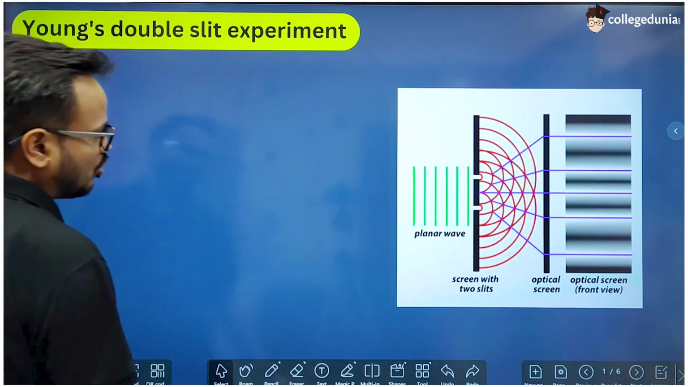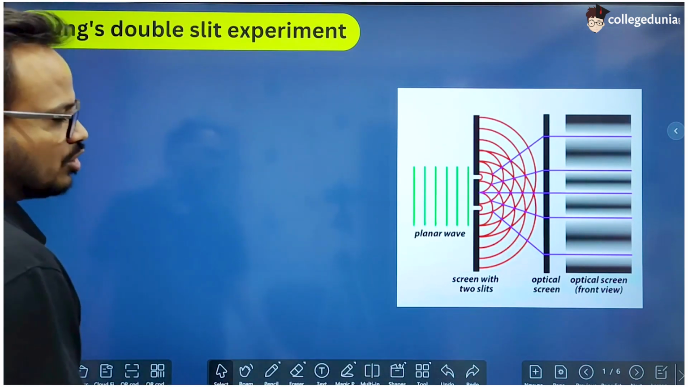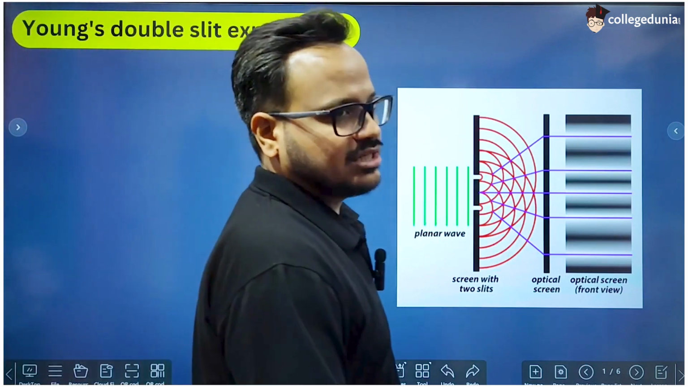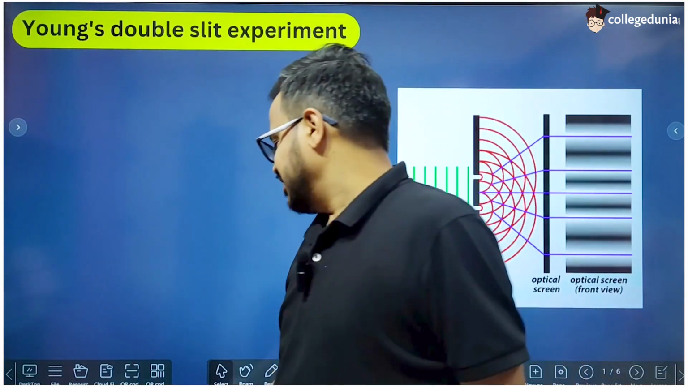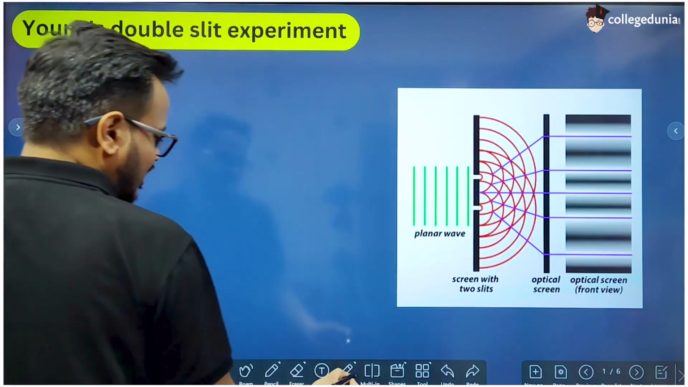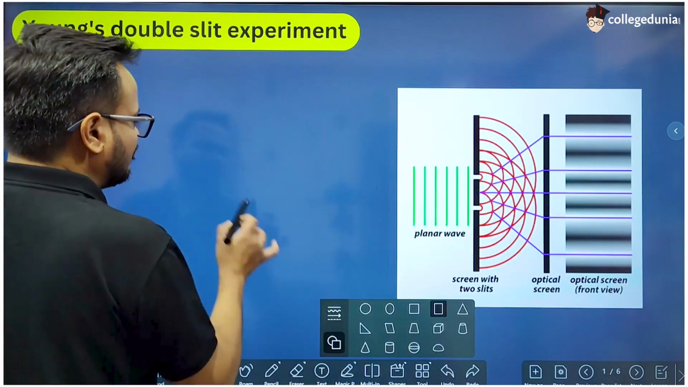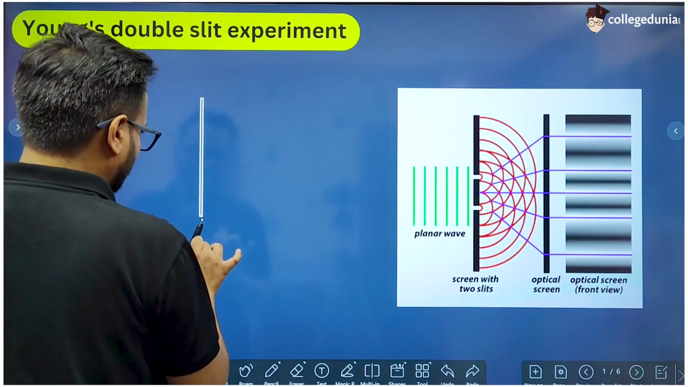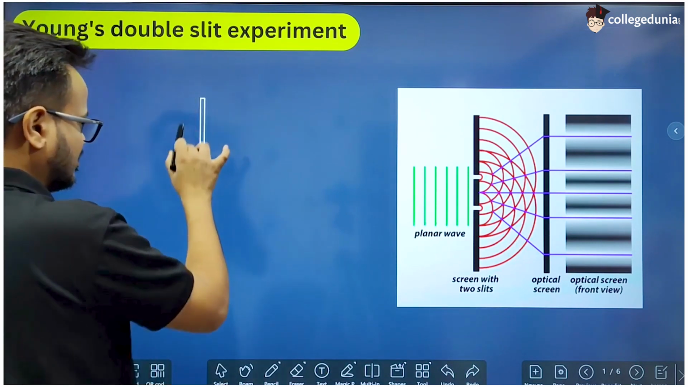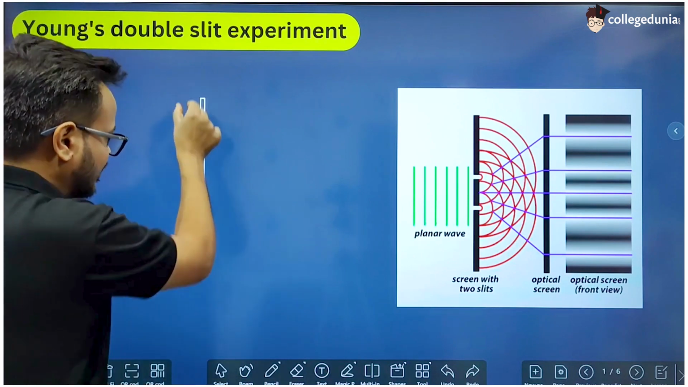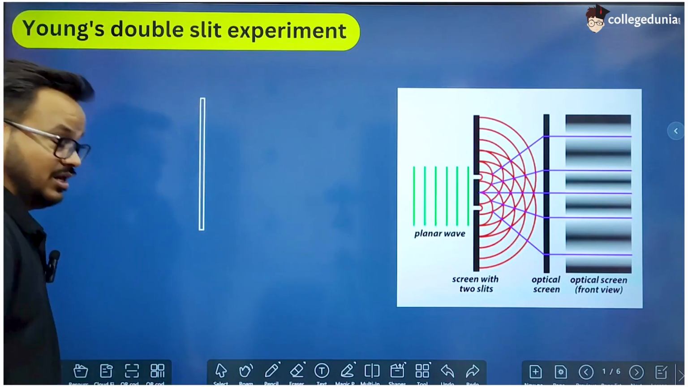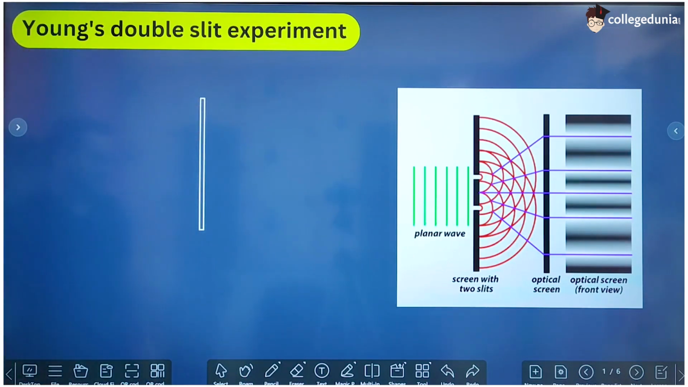Why is this experiment called the double slit experiment? Because two slits were used in this experiment. What is a slit? A slit is a very minute hole, but it is different from a hole. The shape of the slit is like this. This is a hole, right? But of this shape, the one that is elongated in length, this type of hole is called a slit. So there were two slits.